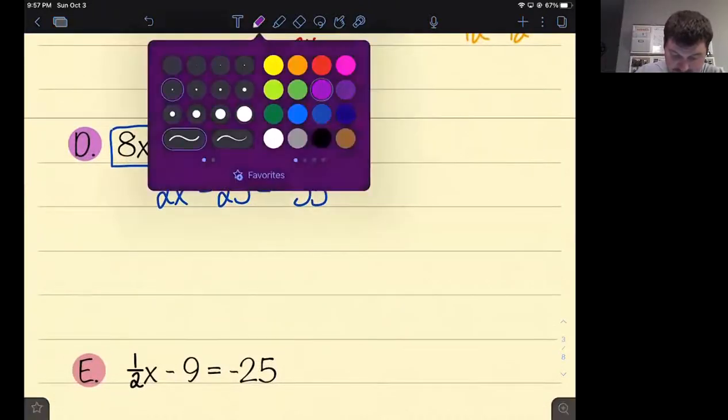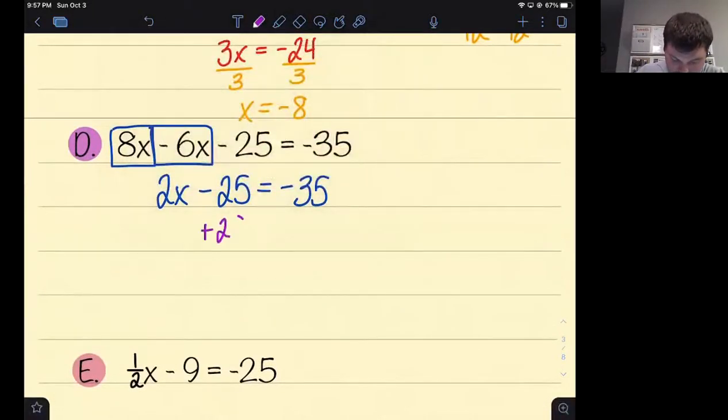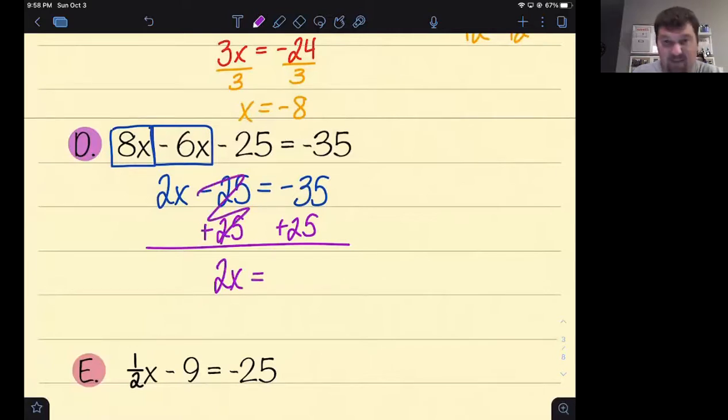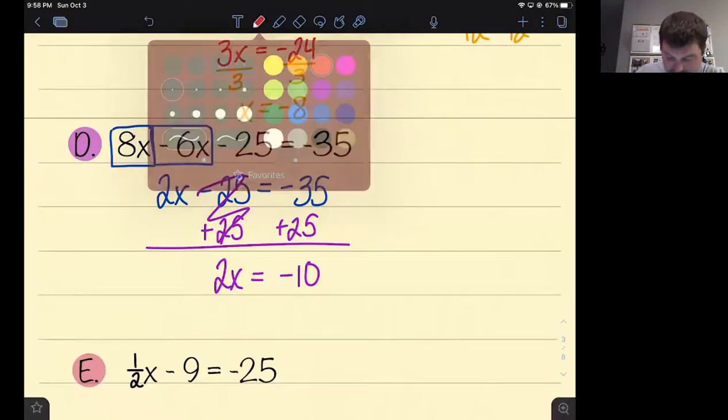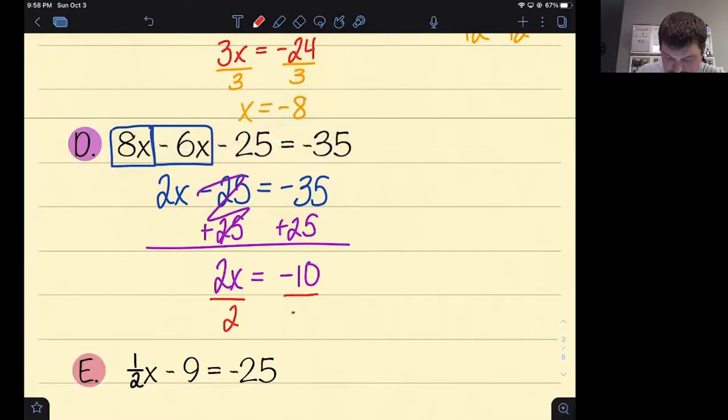Now I'm going to separate by adding 25 to both sides. Different signs mean subtract. Larger army wins. And now I'm going to solve by dividing by 2. -10 divided by 2 is going to give me, and I ran out of room here, x equals -5.